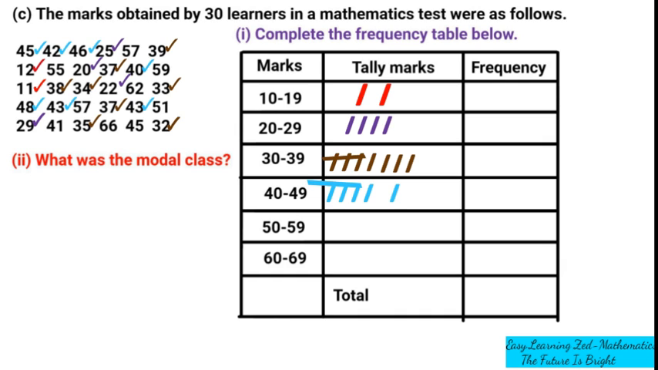Then I come down here, I've got 41. I tick it, I put also a tally there. Then 45, I tick it, and I put a tally there. I hope you are following. Please, if you have got questions, you can ask in the comment section. Now, let's go for numbers which are between 50 and 59.